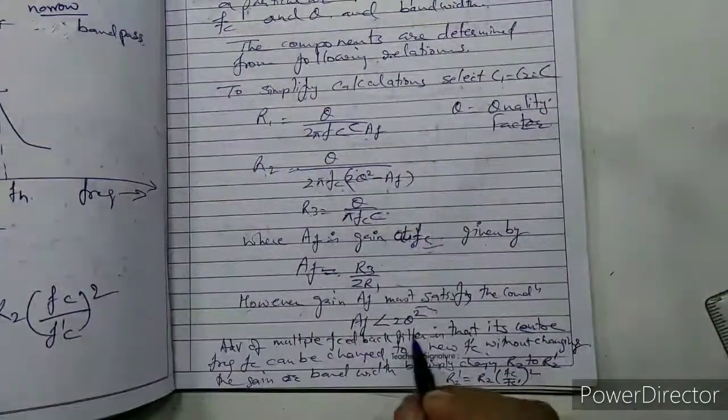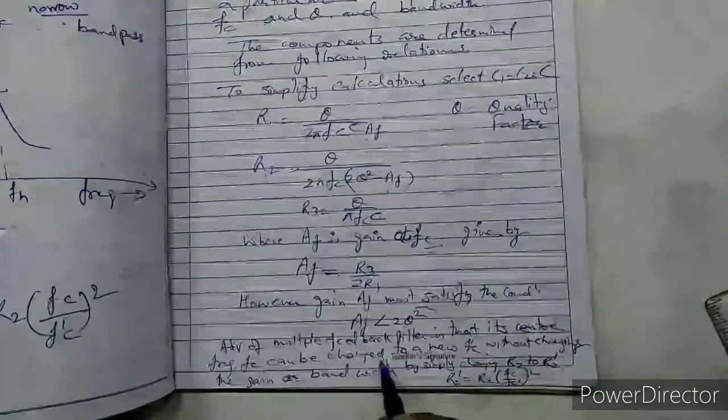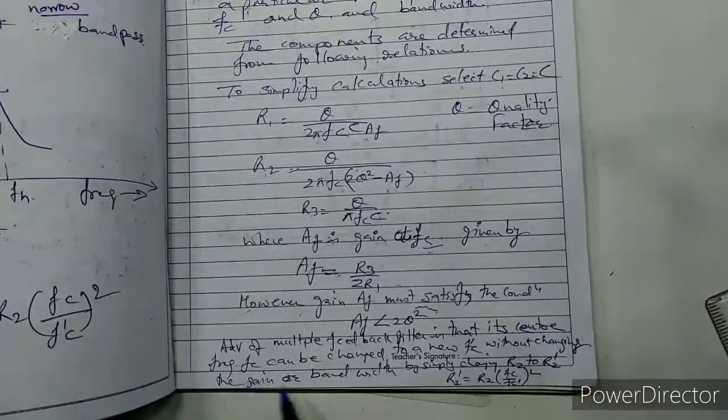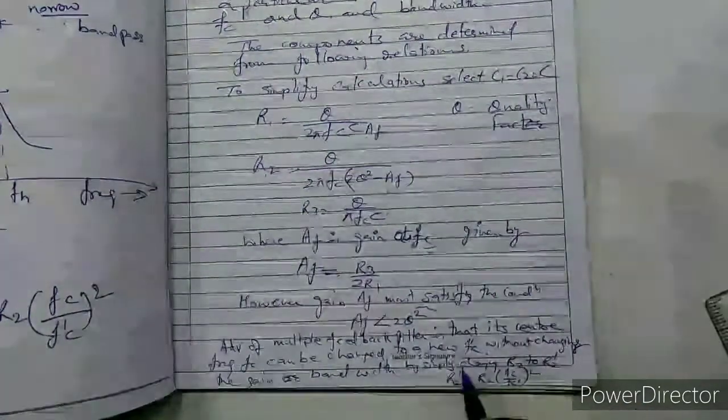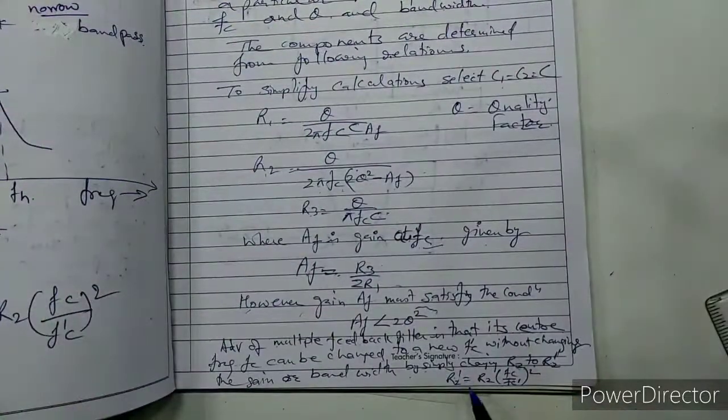The advantage of the multiple feedback filter is that its central frequency FC can be changed to a new FC dash without changing the gain or bandwidth by simply changing R2 to R2 dash, where R2 dash is equal to R2 into FC upon FC dash whole square.